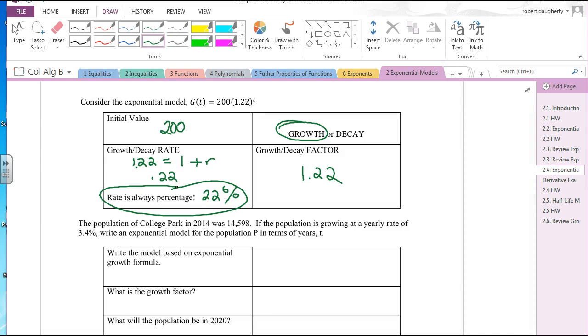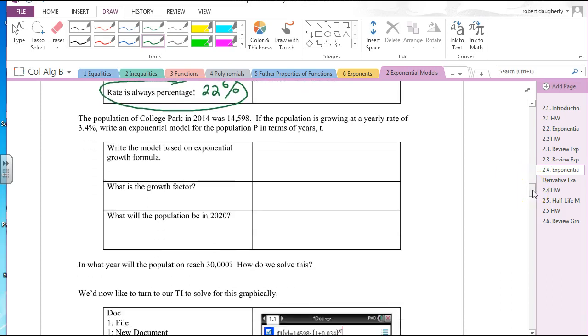Okay, are you getting the handle of that? Okay, let's take a look at a word problem that has this here. And like I said, you will be given these two formulas. Okay. The population of College Park in 2014 was 14,598. If the population is growing at a yearly rate of 3.4%, write an exponential model for the population P in terms of years T.